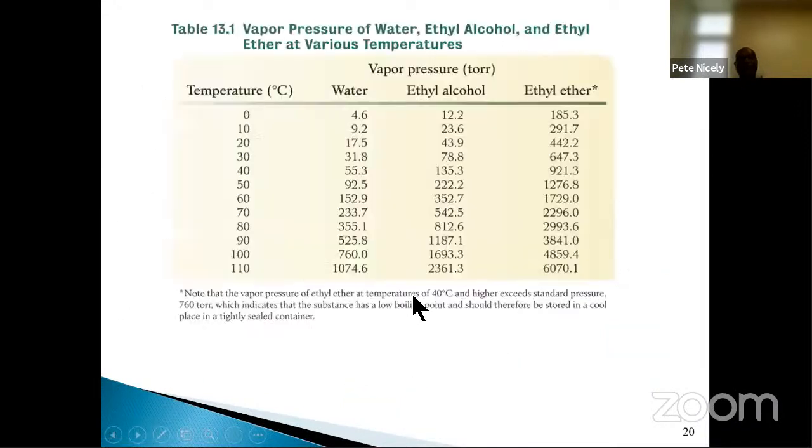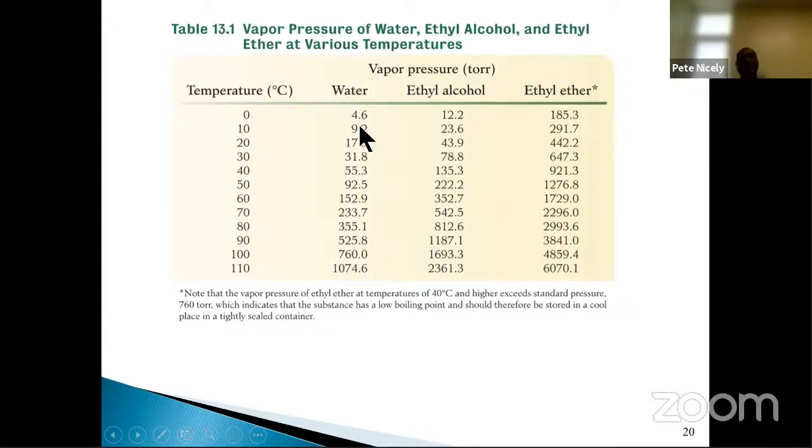So that's basically what happens. And there are tables that have been put together showing the relationship between the temperature of a liquid and the vapor pressure. And this table that you see here shows the different temperatures for three substances: water, ethyl alcohol, and ethyl ether, and their corresponding vapor pressures measured in torr. And in each case, without exception, what you'll find is that as you increase the temperature, the vapor pressure increases.